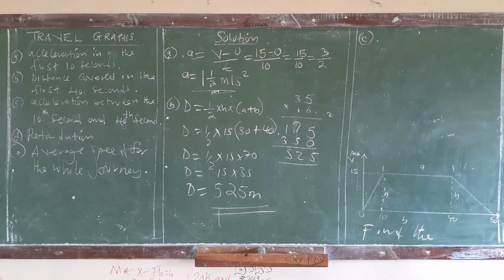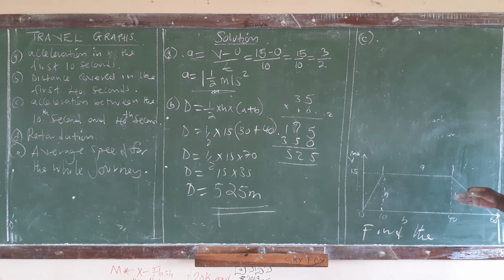Okay, so what is he saying? Acceleration between the 10th and the 42nd second. So when you look at the graph from 10 to 42 seconds, which is this, you realize that the line here is horizontal. Where there is a horizontal line, the acceleration is 0. When there is a vertical line, the acceleration is undefined.